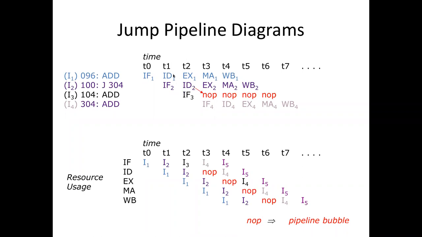Okay, so this is just two different diagrams of the same concept. This is looking at it by instructions and where they are in the pipeline. This one is looking at it from a resource usage perspective. And you can see, after we have decoded instruction two, we realize, oh shoot, we're going to have to cancel whatever I3 is, and we'll fetch I4.